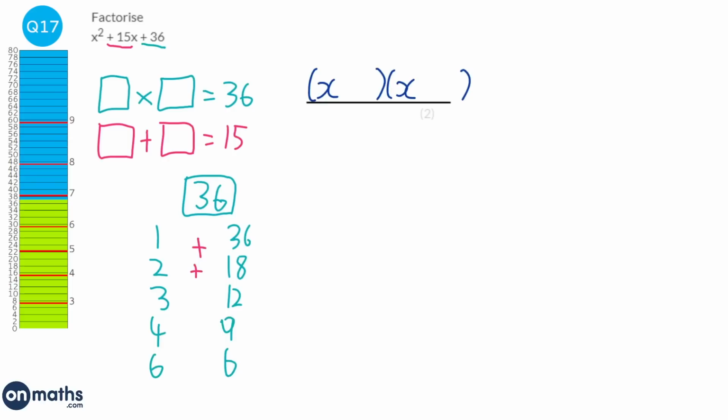And we're looking for which ones of those add together to make 15. And we can see here it's going to be 3 and 12 add together to make 15. So our two numbers are going to be plus 3 and plus 12, or the other way around.